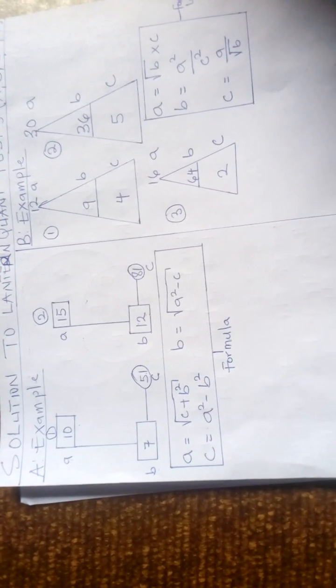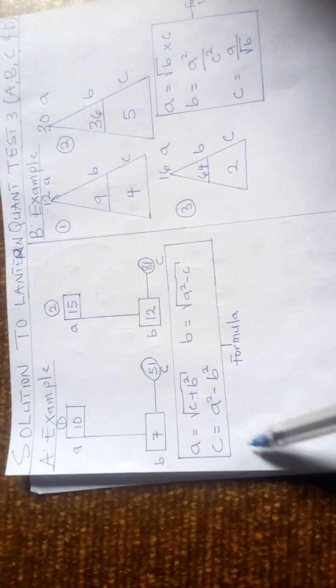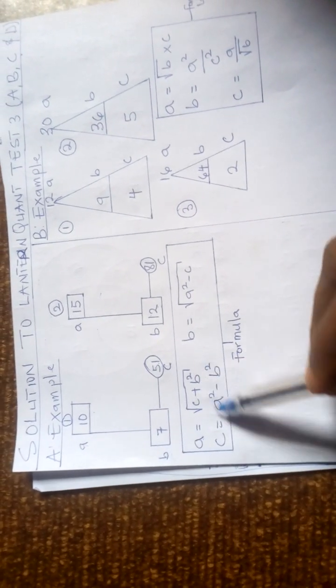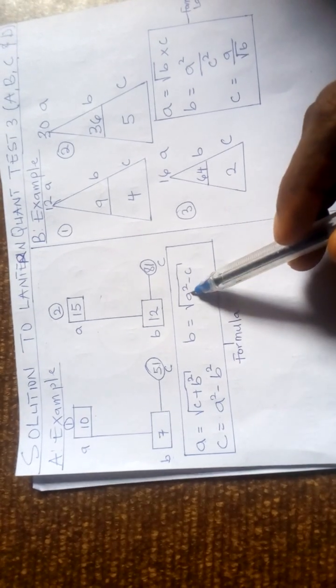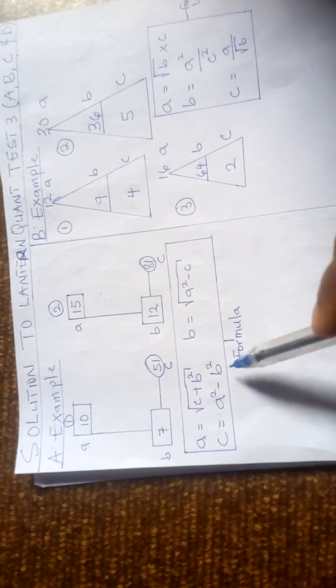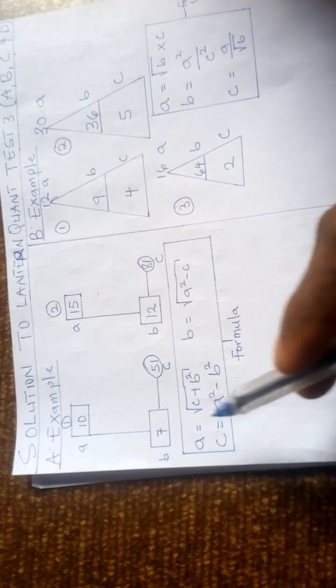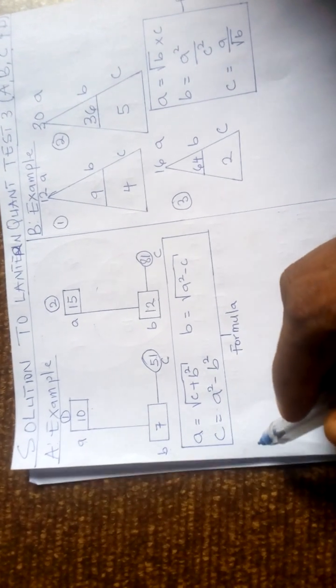And then in these samples, as you have seen, we have the formula. Now, A is the square root of C plus B square, and B is the square root of A square minus C, as well as the formula for C. Now, we're going to use these formulas to get the numbers that we have in this sample. So let's start with the first one.